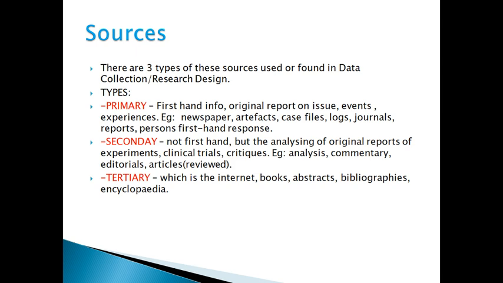And there's secondary, which is not first-hand but the analyzing of original reports of experiments, clinical trials, and critiques. These can be found in analysis, commentary, editorials, and articles that have been reviewed. And the tertiary is the internet, books, abstracts, bibliographies, and encyclopedias. So these are some sources that you can state if they ask for any of these.